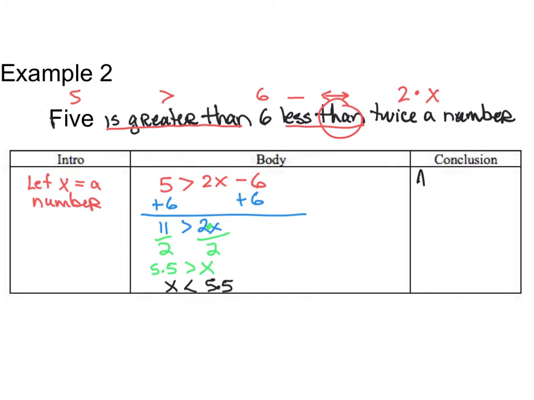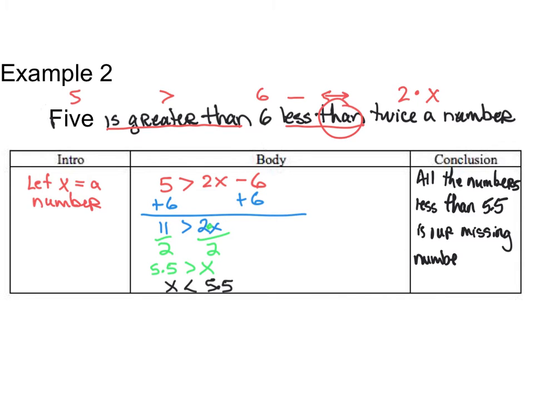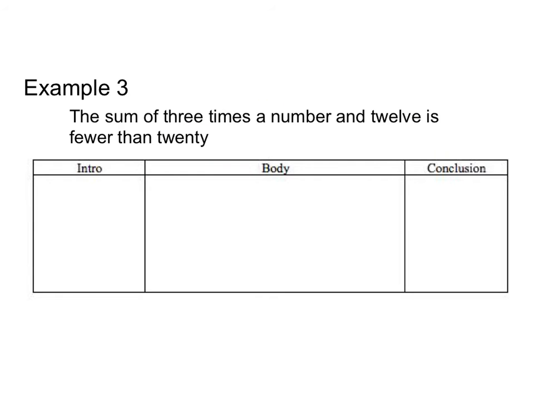So the conclusion: all the numbers less than 5.5 are our missing number, or the answer, so we can put them into this equation to still make it true. Okay, awesome. All right, example number 3.